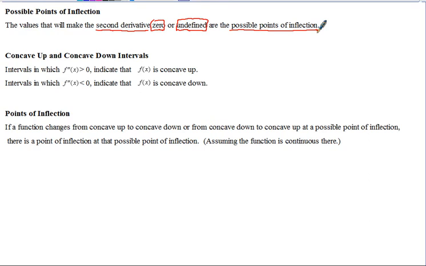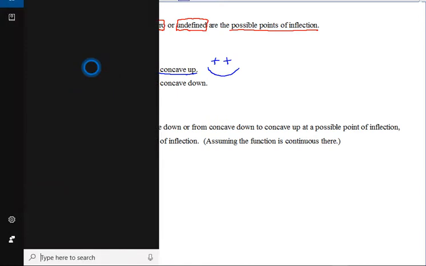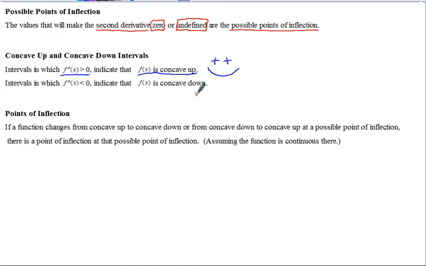And the second derivative also tells you that when it's positive, greater than 0, the original function is concave up. So the second derivative is positive, concave up, shaped like a cup. And when the second derivative is less than 0, negative, then the original function is concave down, shaped like a frown.